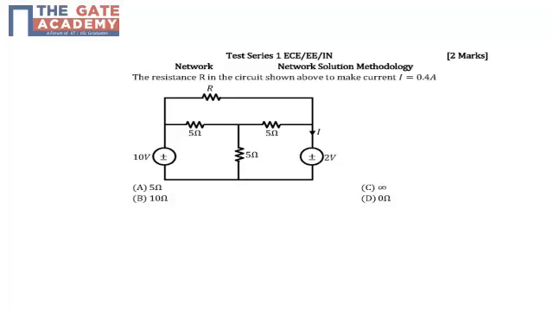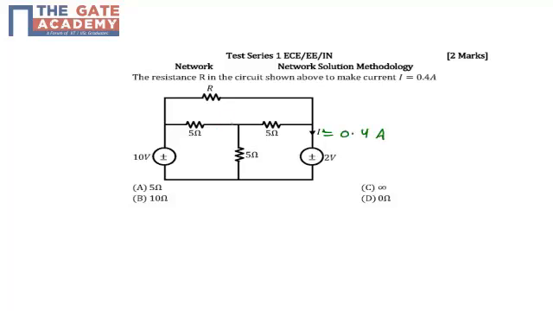Hello friends, this question is from the subject of Network, in the topic of network solution methodology. It's a 2 marks question. In the problem, a circuit is given and we need to find the value of resistance R shown in the circuit. It is also given that the current I is equal to 0.4 ampere.